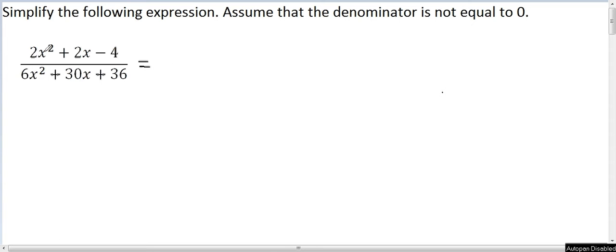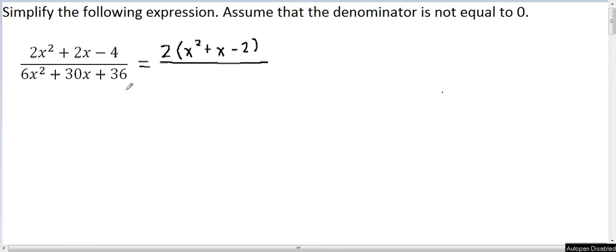The polynomial in the numerator, if we look at all the terms here, they have 2 in common, so we can factor 2 out from the polynomial. We get 2 multiplied by x squared plus x minus 2.